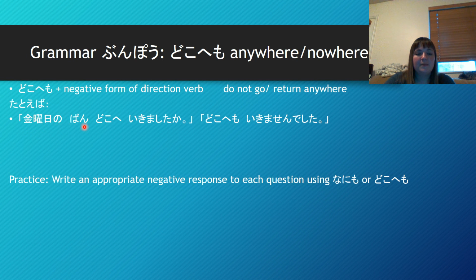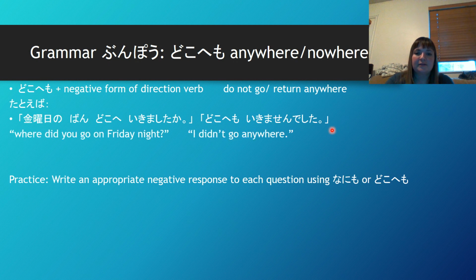Kinyoubi no ban, doko e ikimashita ka? So we're asking, Friday evening, where did you go? Right? Where did you go? And you could answer with doko e mo ikimasen deshita. So that would mean I didn't go anywhere, right? In Japanese, literally, I didn't go nowhere, but we translate it as I didn't go anywhere.